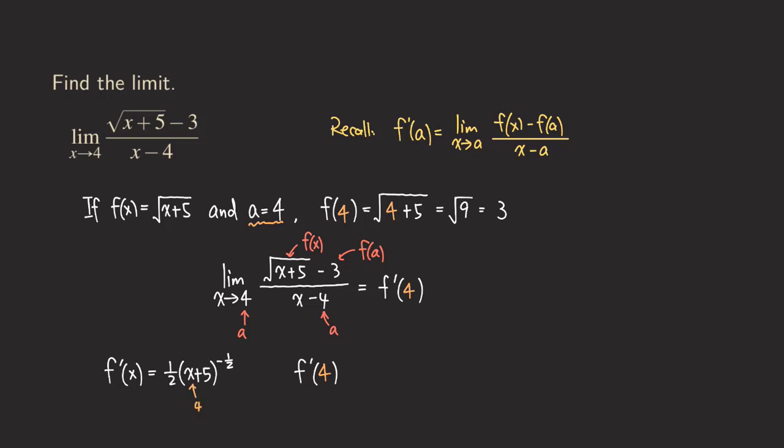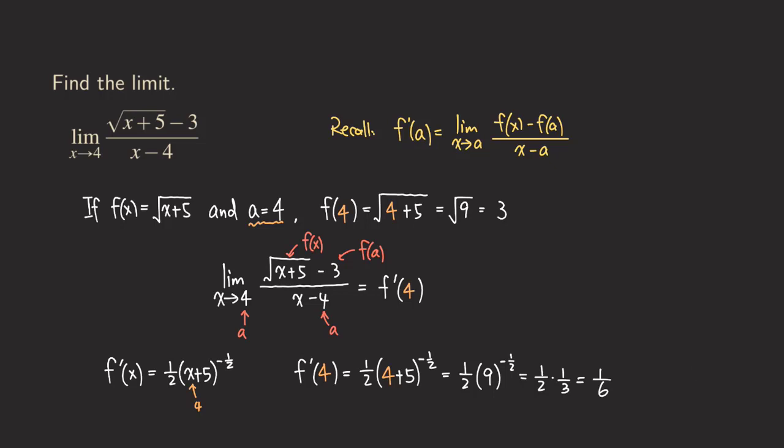We plug the 4 into here. And so what do we get? We get 1/2, and then we have 4 plus 5 to the negative 1/2. Let's continue with the calculation. So we are going to get 1/2, and then this is 9, so 9 raised to the negative 1/2 power. So we get 1/2 times 9 to the negative 1/2 power. What is that? That is 1/3, because you have the negative exponent, so it's being moved to the denominator. And then take the square root of 9, we get 3, so we are still going to get 1/6.